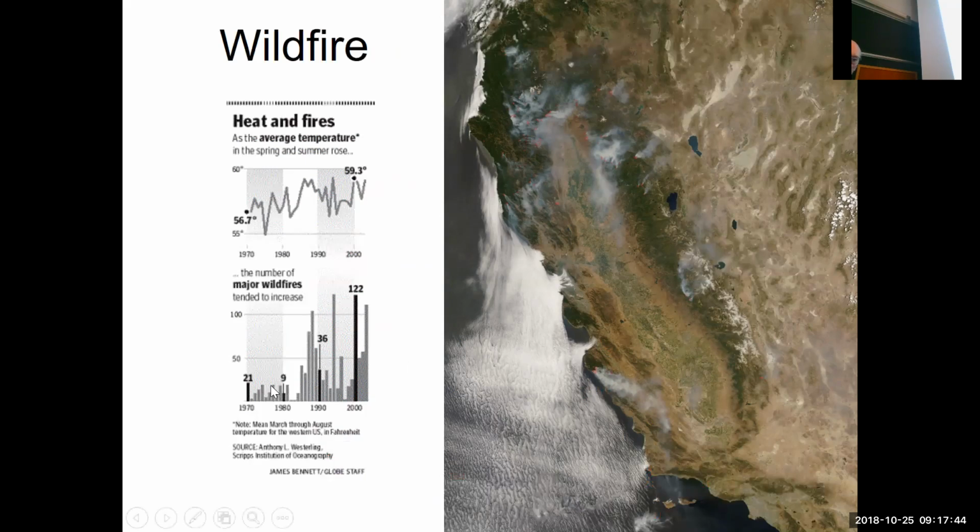You can see this trend graph on the bottom. This is 1970, 80, 1990, and 2000. And this is the number of major wildfires. Okay, 21, 9, 36, 122 in the year 2000.